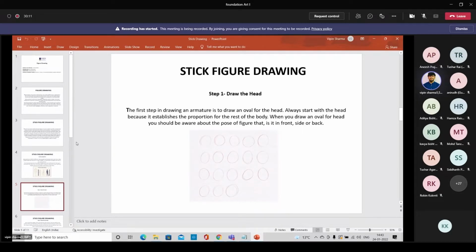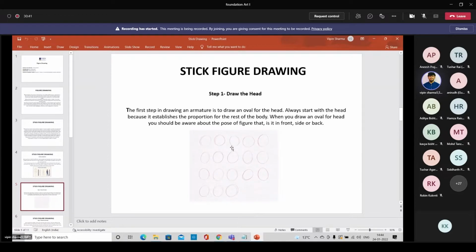So the steps are given here, how to start with stick figure drawings. Draw the head. The first step in drawing an armature is to draw an oval for the head, right? So this is the beginning of the head. Always start with the head because it establishes the proportion of the rest of the body. When you draw an oval for the head, you should be aware of the pose of the figure, that is front, side or back. So we should understand the head proportion.